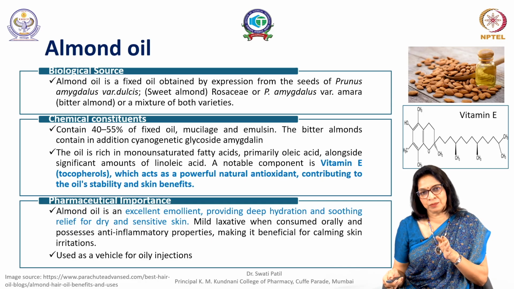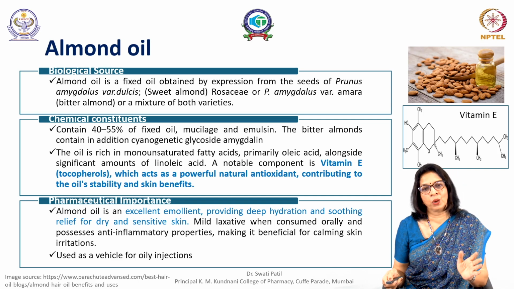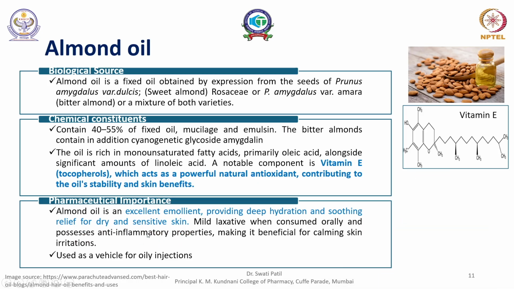So, many a times the external herbal cosmetics are complemented with oral ingestibles. So, whenever the gut is clear, we get a shining, glowing skin. Whenever a person is constipated, the skin is dry. So, almond oil acts both internally and externally, and it is used as a vehicle for injections or some penetrables.